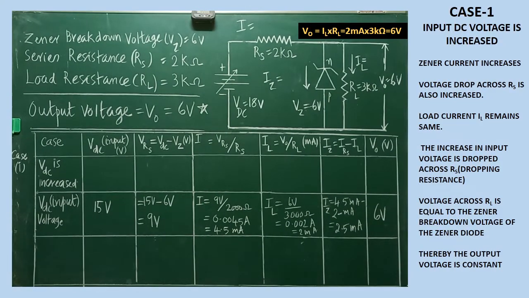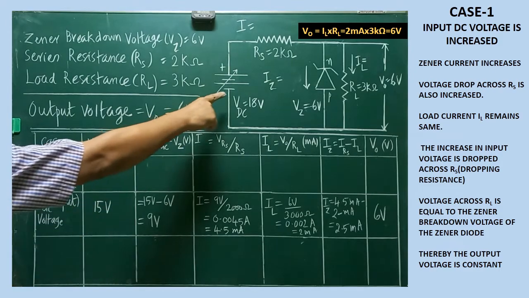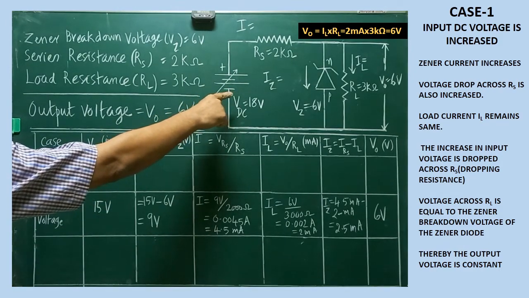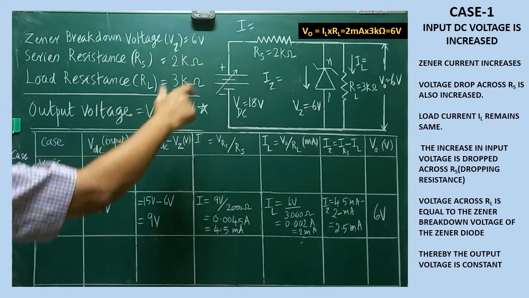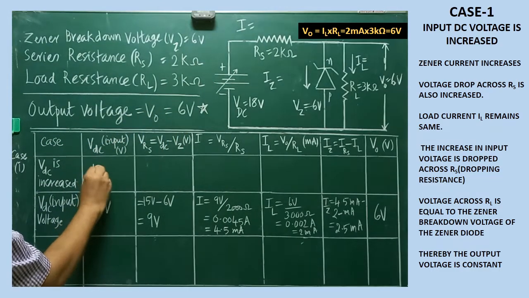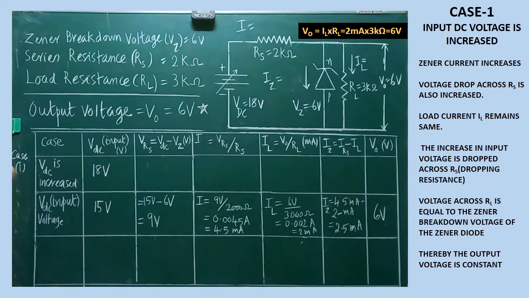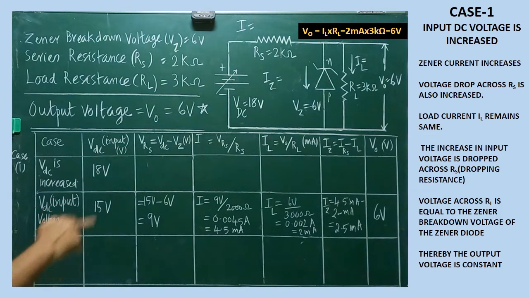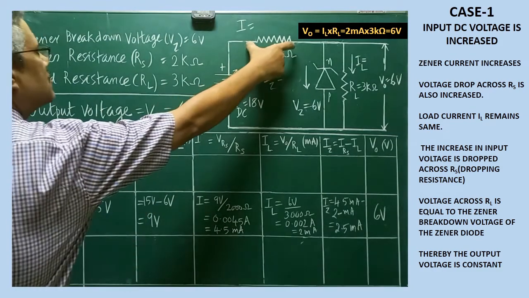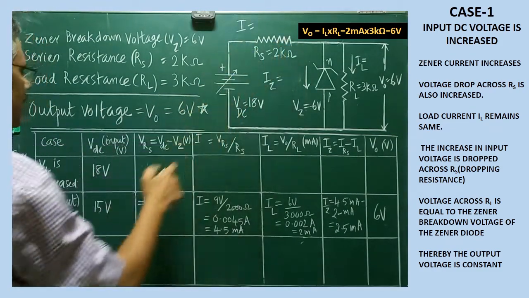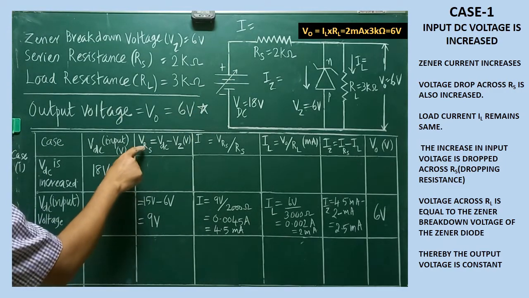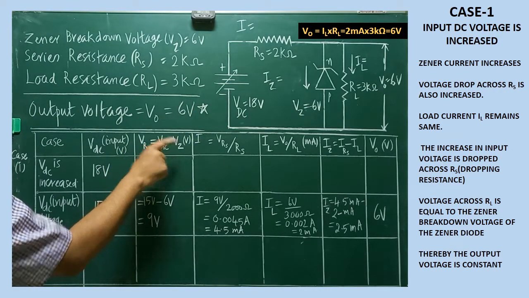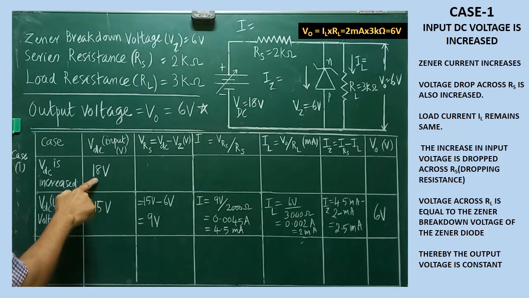Now we are going to learn the case 1. What we are going to learn in the case 1, here I am going to increase the supply voltage, the input DC voltage, from 15 volt to 18 volt. What are the changes that are happening one by one, that we have to analyze? Already I have told, to calculate the voltage drop across these two ends, you can use this formula. What is VRS? VRS is equal to VDC minus VZ. The new, increased input voltage is 18 volt.